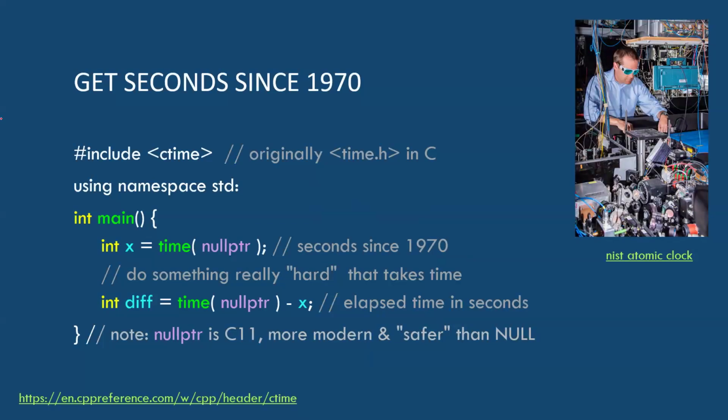So here's our #include <ctime>. The way we use that is we give it a null pointer, that's kind of like a 0. You could probably also put a 0 in there and it'll work. But that's going to give us the number of seconds since 1970.